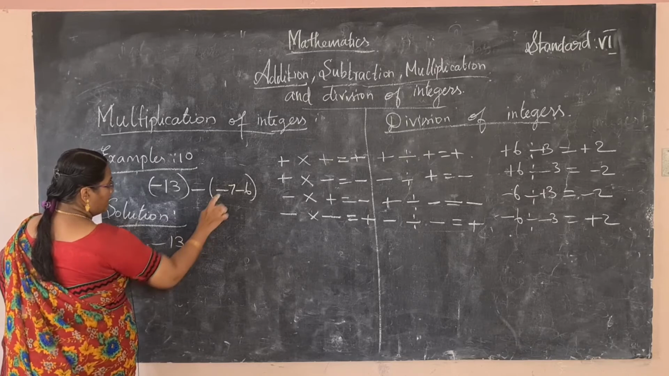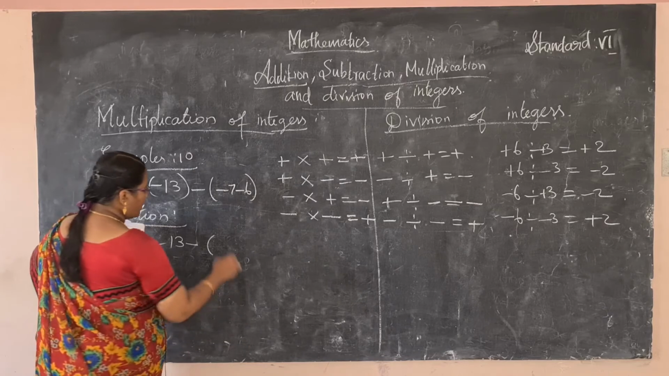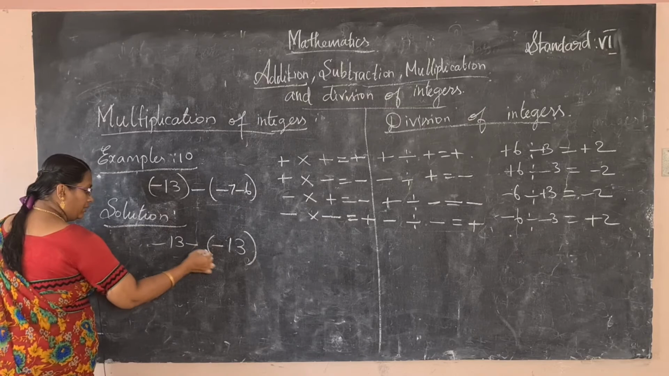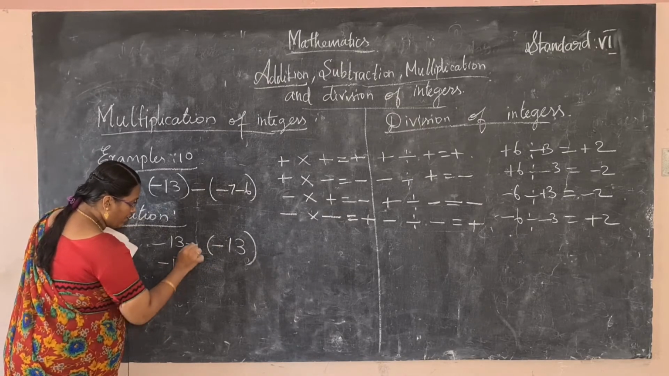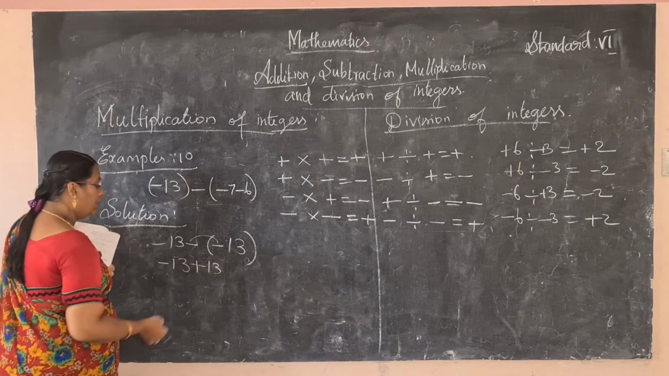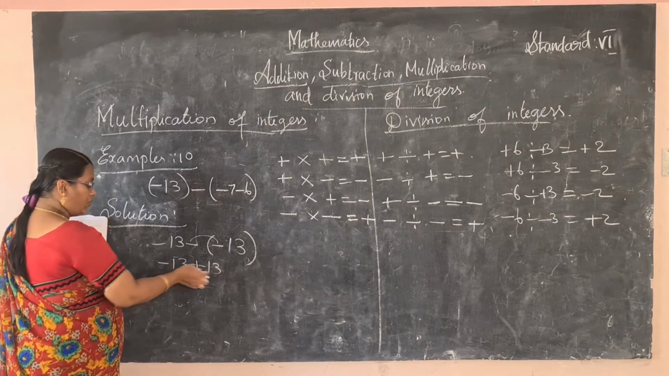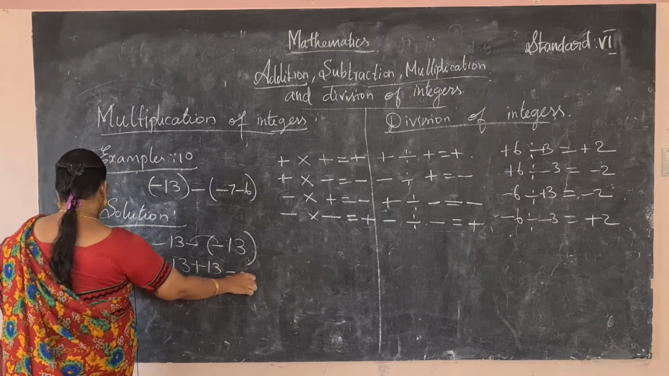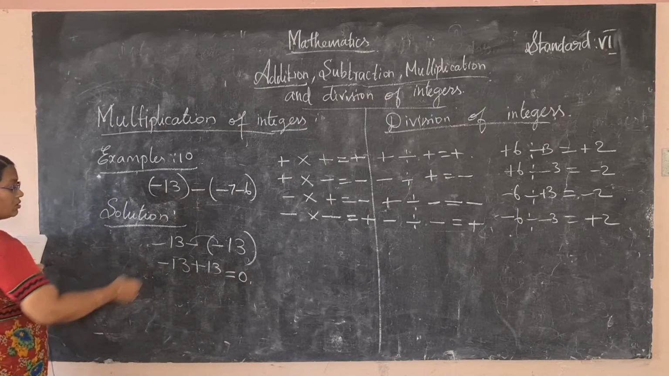Minus 13 minus 7 minus 6, both having the same sign. So add and put the same sign. So minus 13. Now here the bracket means of. Minus into minus is plus, so minus 13 plus 13. Both are the same number but having different signs, opposite to each other. So minus 13 plus 13 is 0. So we get the 0.